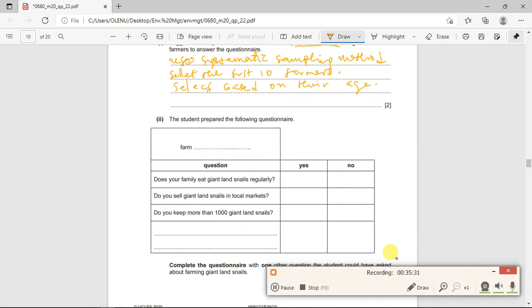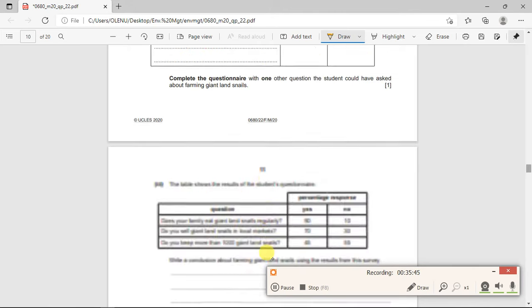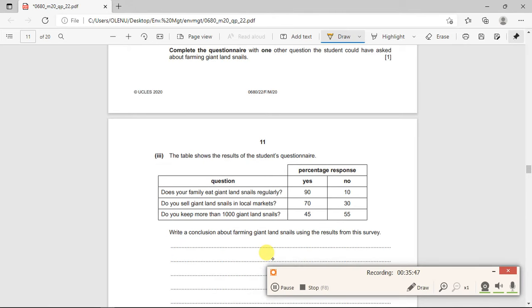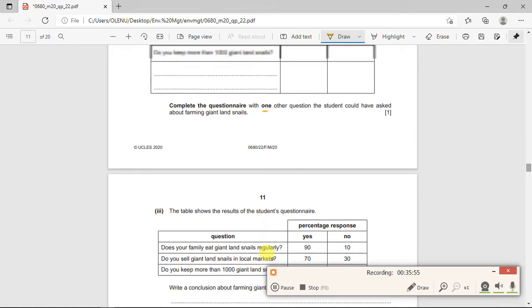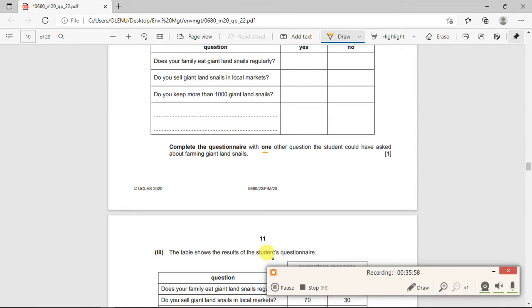Now the next question is, the student prepared the following questionnaire: farm, question, yes or no. Now they ask us to complete the questionnaire with one other question the student could have asked about farming giant land snail. Here they ask, does your family eat giant land snail regularly? Do you sell giant land snail in the local market? Do you keep more than 1,000 giant land snail?